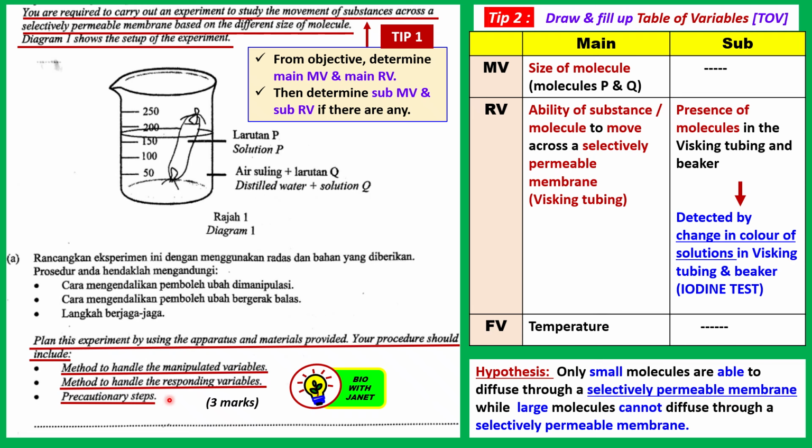But if you're not sure, you write in a few. So 1 mark for each item here. And by the way, the hypothesis as from the textbook is only small molecules are able to diffuse through a selectively permeable membrane like the Visking tubing, but larger molecules like starch cannot diffuse through the selectively permeable membrane. So what's the small molecule used here? Yes, it's the iodide ion or the iodine molecules, right? That are present in the iodine solution. So this hypothesis is also taken from the textbook.